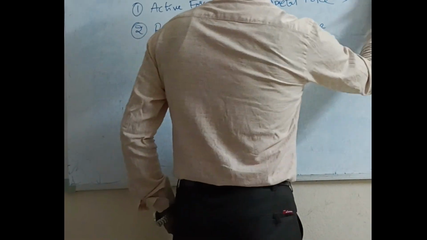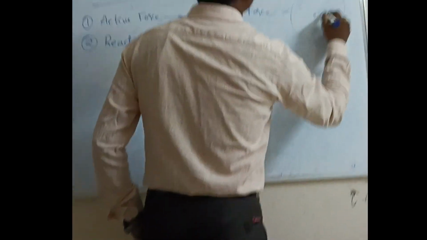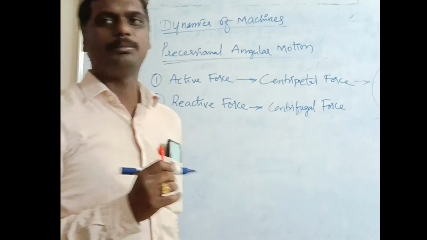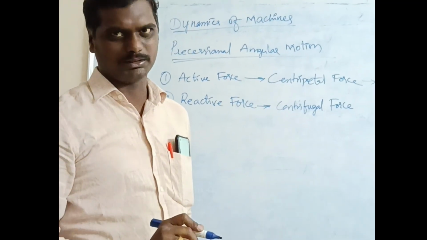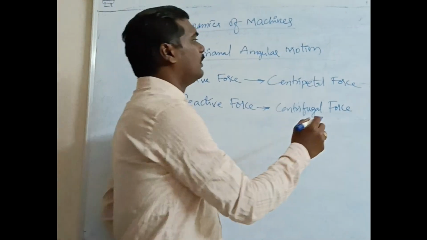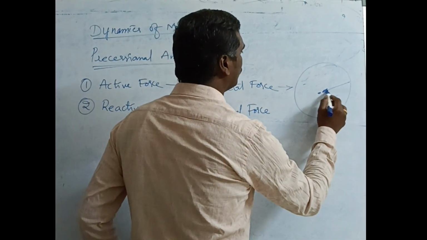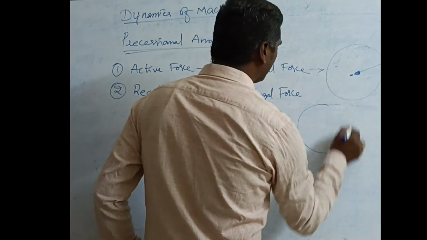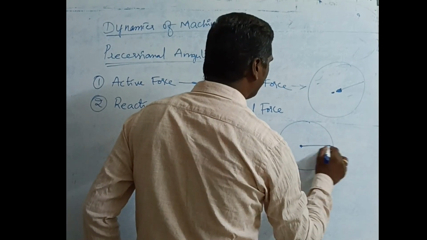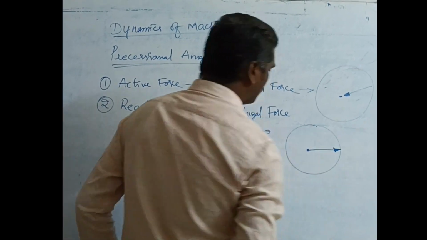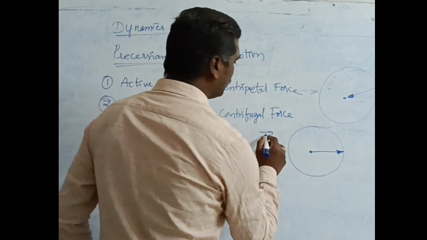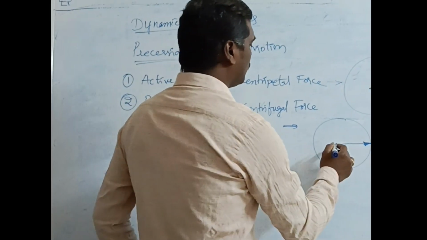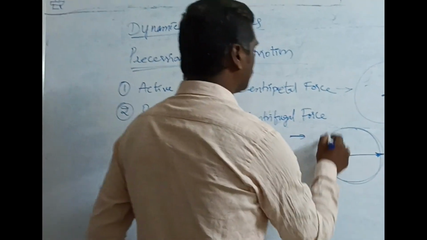Centripetal force means the force acting towards the center, which is used to move a body along the curved path. It is used to rotate a body along the curved path without disturbing. Centrifugal force is the force acting away from the center. This force is used to move a disc around the center of the circular path.